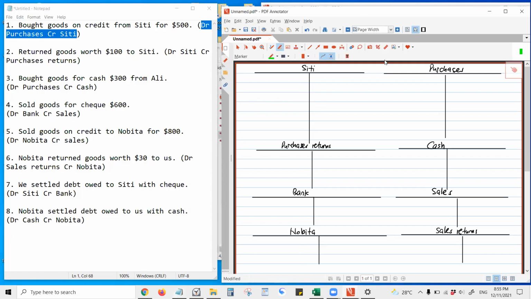Okay, debit purchases, credit Citi, amount is 500. So write number first always. I do it faster, yeah, a bit, because you should have known the idea. Writing number first, then only you write the detail. Write purchases here. Write Citi here. Okay, that's the first transaction.